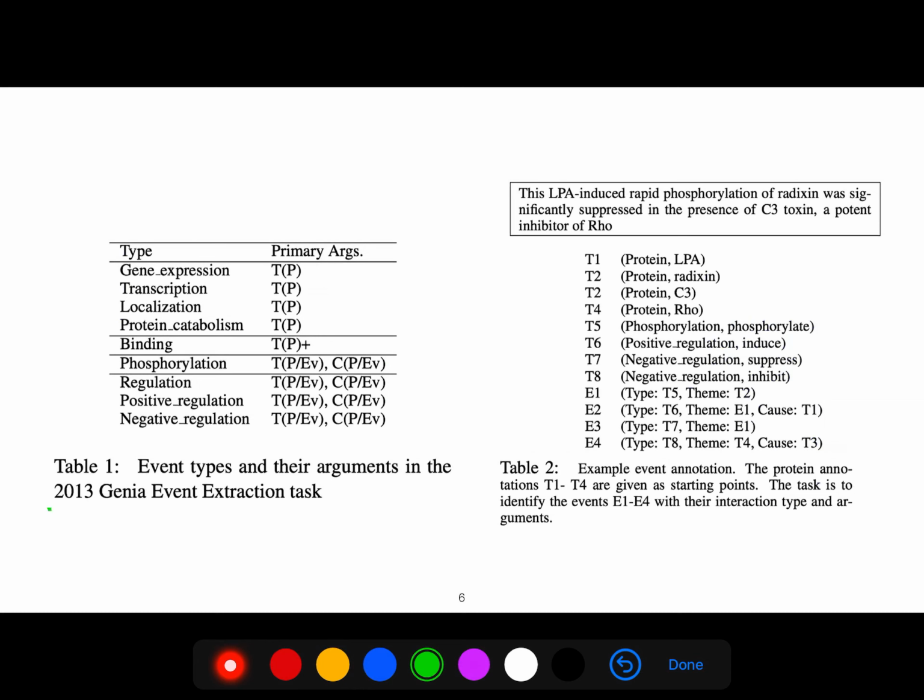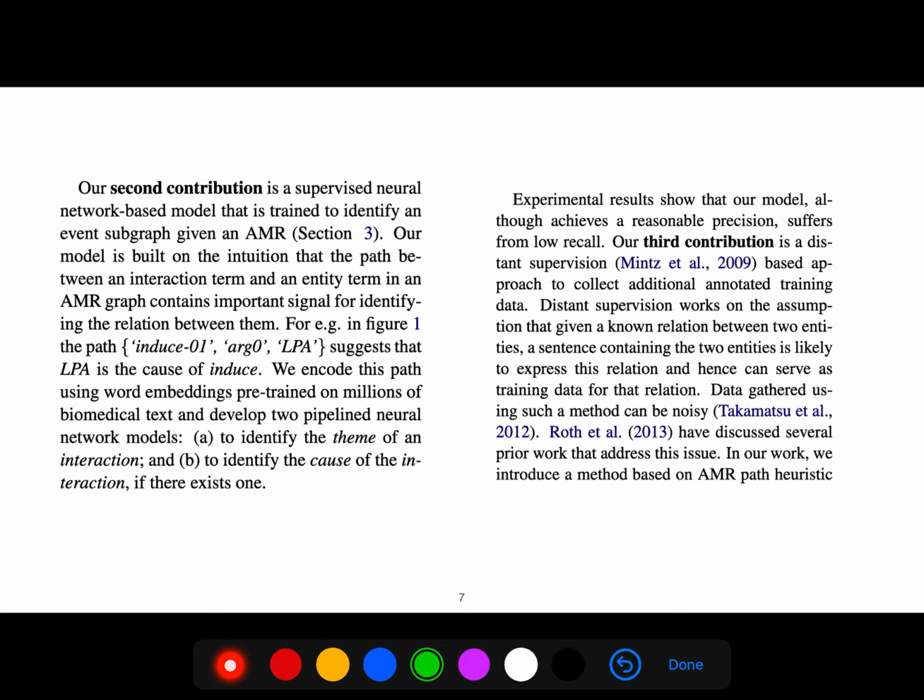So this is Genia 2013. You see some of these triggers have only a protein as their argument, but some of them are nested because they have not only an entity as their argument, but also an event. So that's why we call these nested events. So this is an example of event annotation. The protein annotations are given as a starting point. So these are triggers and events.